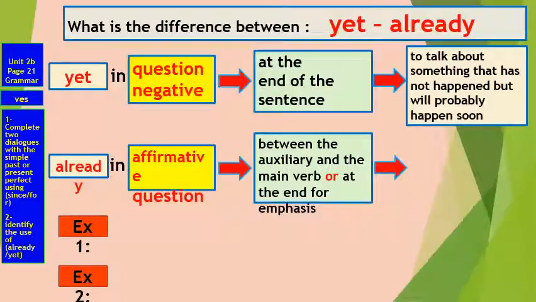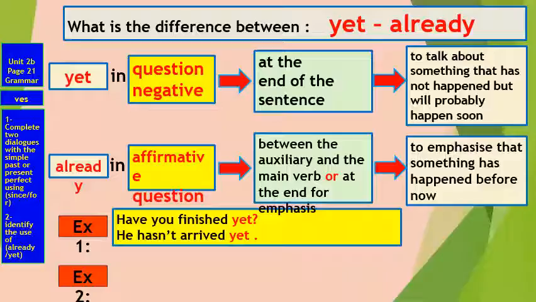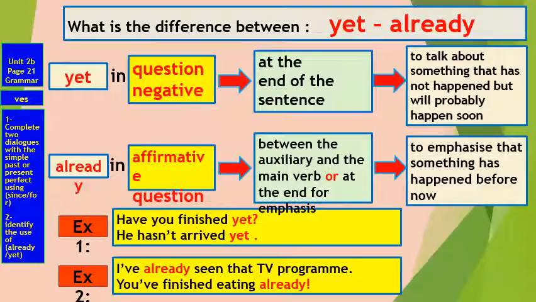We use yet to talk about something that has not happened but will probably happen soon. And we use already to emphasize that something has happened before now. Okay? Now I will give you examples. Example number one: Have you finished yet? Notice that it's a question. He hasn't arrived yet, for negative form. Example 2: I've already seen that TV program. Number 2: You finished eating already. I'm talking here about an affirmative sentence or normal sentence.